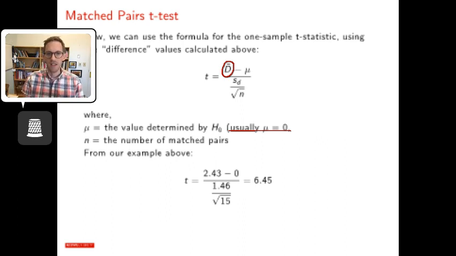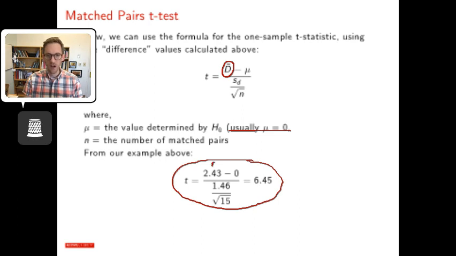So d bar minus mu over the standard deviation of the difference, which we just calculated on the previous slide. I told you that was 1.46, over the square root of the number of matched pairs. So that's 15. We have 15 patients that we looked at at 2 time points, okay? So here is the formula calculated.